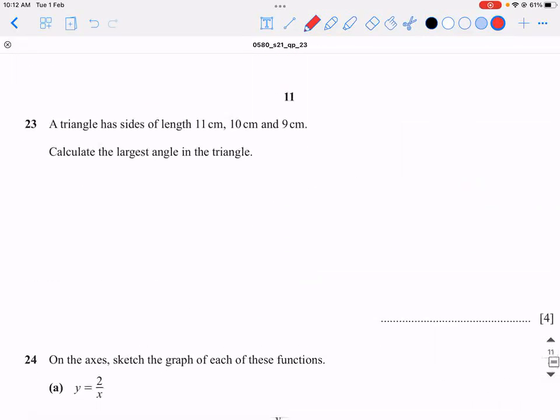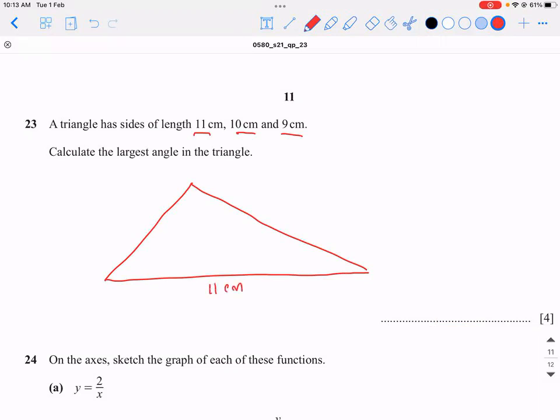A triangle has sides of length 11 centimeters, 10 centimeters, and 9 centimeters. Calculate the largest angle in the triangle. So we will first of all draw a rough triangle. We can clearly identify our largest side, 11. So we can assign this as 11 centimeters, then this as 10 centimeters and this as 9 centimeters.